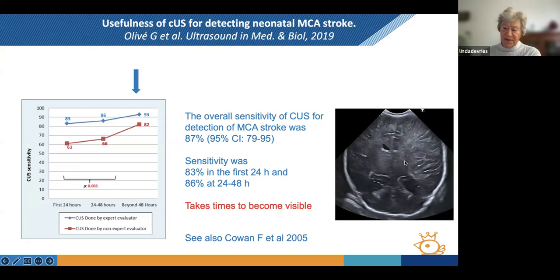You get this kind of linear demarcation line of the left middle cerebral artery area. You get compression of the ventricle on the affected side. In this case, you even see a midline shift. So this one you would probably see by the second day of life. This is a nice paper where they looked at only the middle cerebral artery, and they show that by 48 hours, there is a good sensitivity, especially for people who have experience in doing cranial ultrasound.